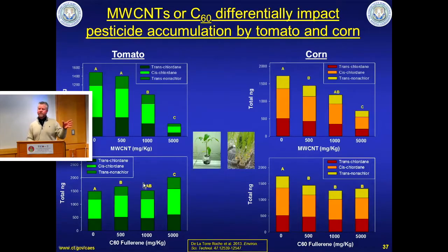So this was the most interesting thing about this study to me was that you have a carbon nanomaterial. All you've done is you've changed the morphology, you've changed the shape, and you get a completely different interaction with a contaminant in soil.